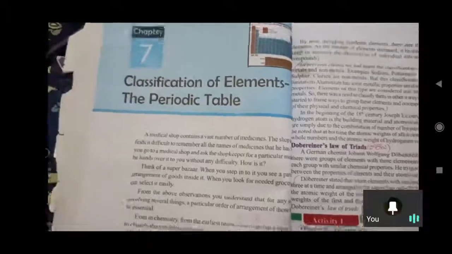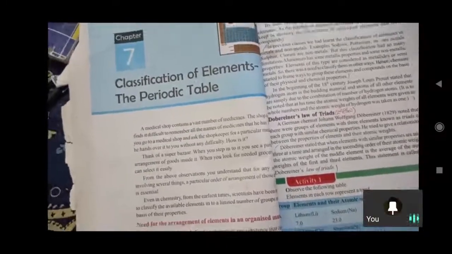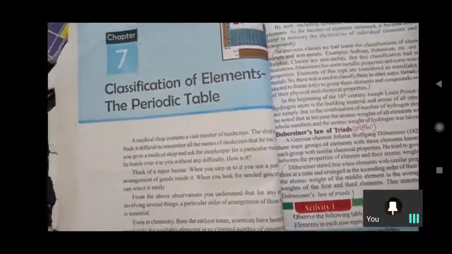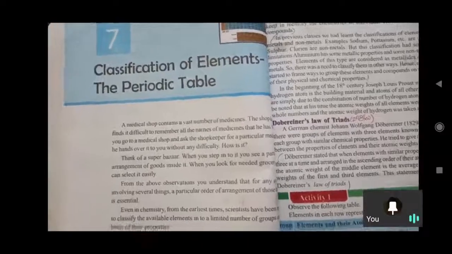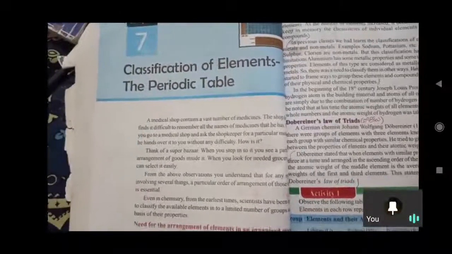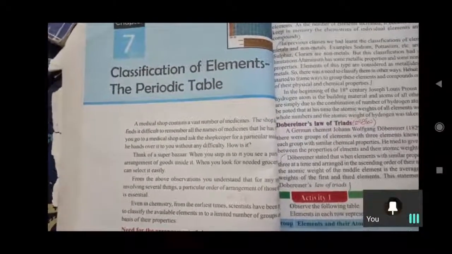Very good morning, children. So today again we are going to select the topic from physical science chemistry lesson, that is classification of elements and the periodic table. Already we have finished atomic structure and chemical equations. Now this is the third lesson from chemistry, classification of elements and the periodic table.